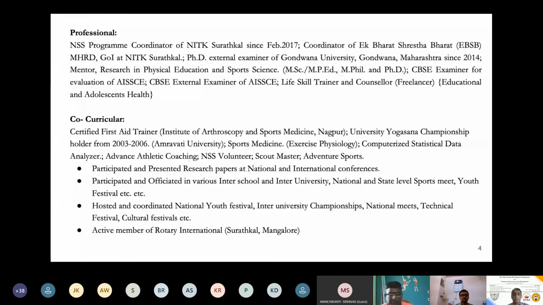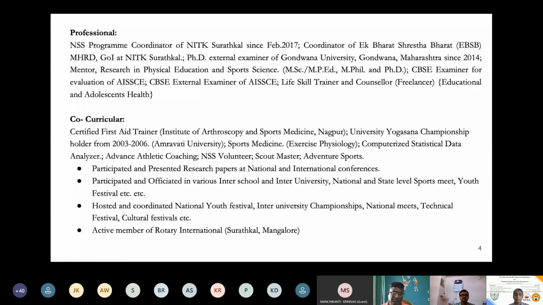He is involved in co-curricular activities. He is a certified first aid trainer from the Institute of Arthroscopy and Sports Medicine, Nagpur. He was University Yogasana Championship holder from 2003 to 2006 of Amravati University. His areas include sports medicine, exercise psychology, exercise physiology, computerized statistical data analysis, advanced athletic coaching, NSS volunteer, scoutmaster, and adventure sports. He participated and presented research papers at national and international conferences, participated and officiated in various inter-school and inter-university, national and state level sports meets and youth festivals. He hosted and coordinated the National Youth Festival.